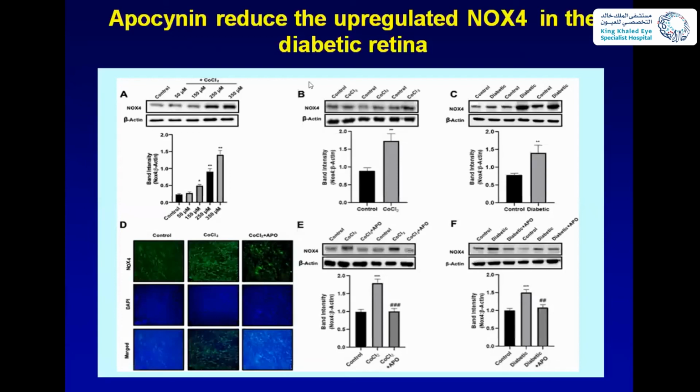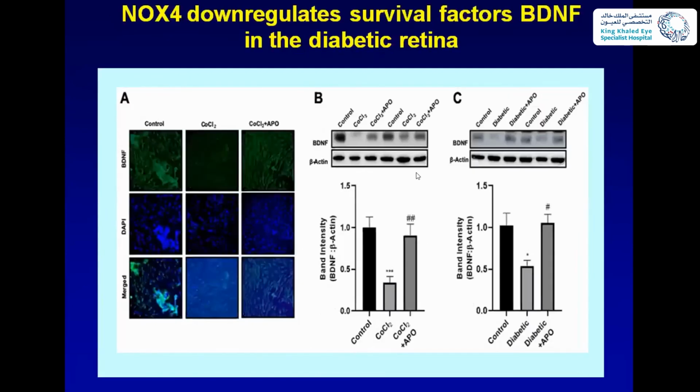So in the diabetic retina, in the Muller cell, you can see that with cobalt chloride the NOX4 level is increased. And in the diabetic also the NOX4 level is increased, but treating with apocynin, the level is decreased. Then the neurotrophic factor: because NOX4 is increased, I talk about the BDNF level. The BDNF level is decreased, inversely, because this is a neurotrophic factor. Because of NOX4, it is decreased, but treating with apocynin, the BDNF level will be maintained.